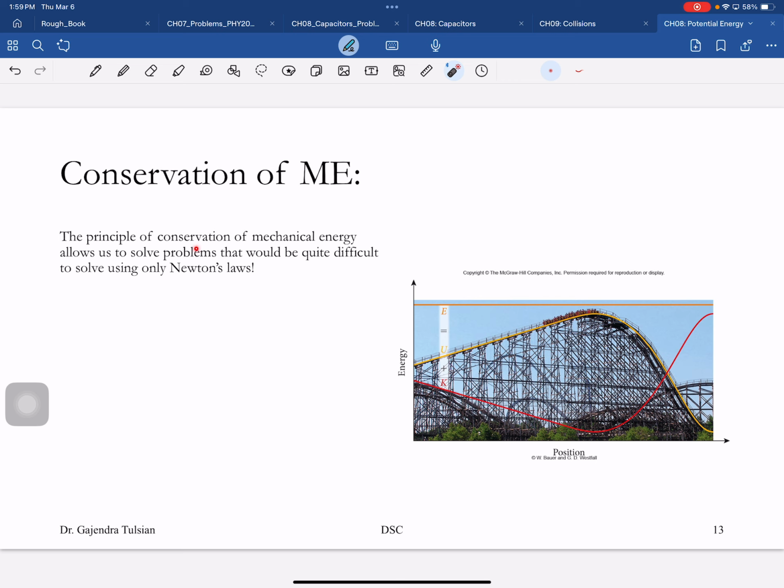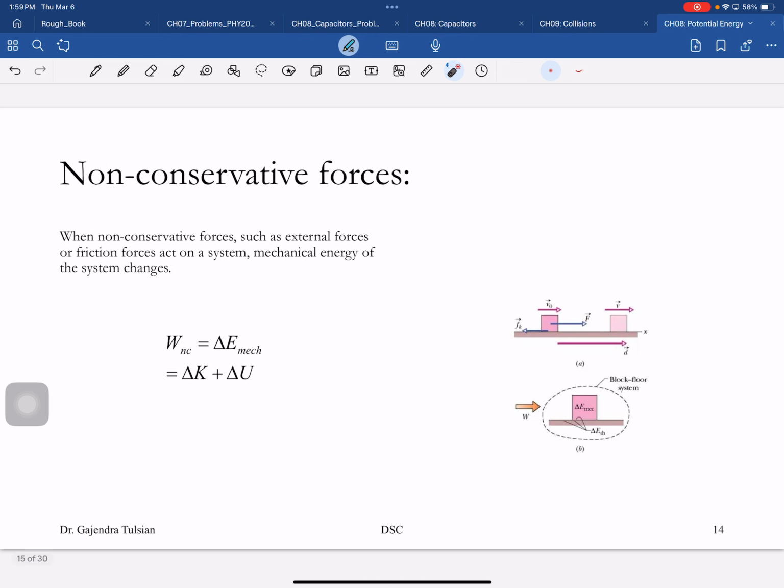So the principle of conservation of mechanical energy allows us to solve problems that would be quite difficult to solve using Newton's laws. If you use Newton's laws and try to calculate the speed of this guy along those paths, that would be very hard to do. Non-conservative forces. What does that mean? That the work done by these guys, when you do this line integral, is path dependent.